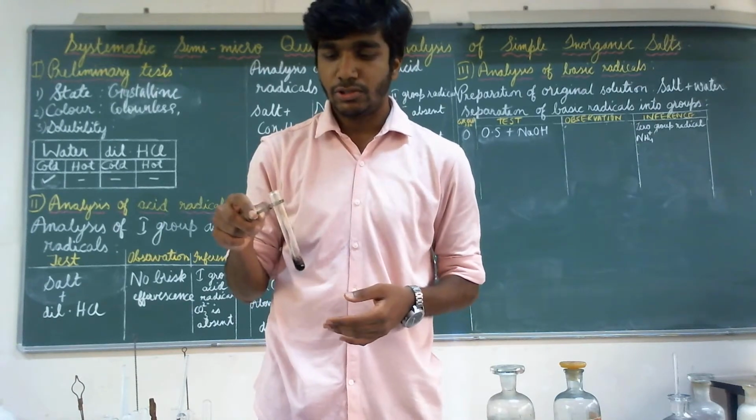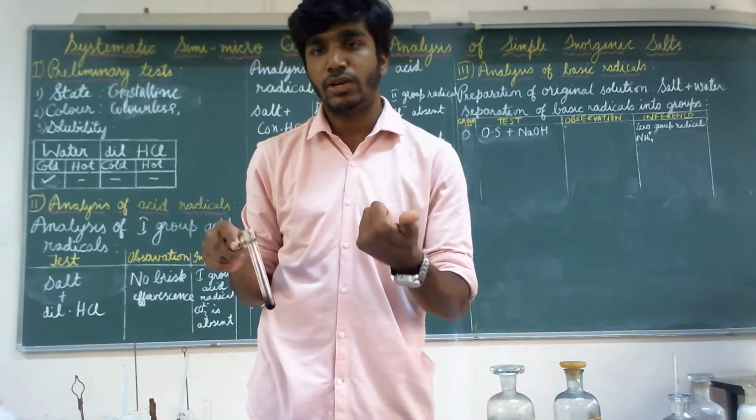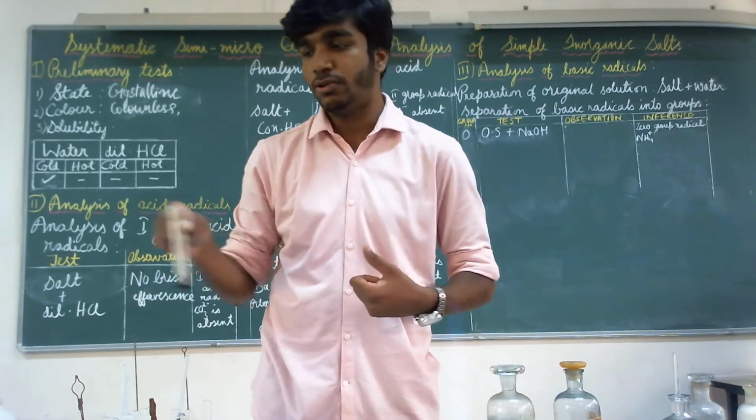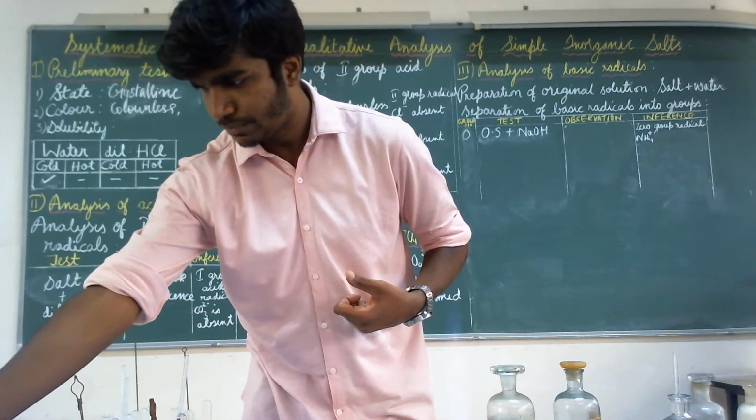absent. Okay. So in the second group, all the three radicals, chloride, bromide, and nitrate, are absent. So now we'll be moving on to the third group acid radical. Okay.